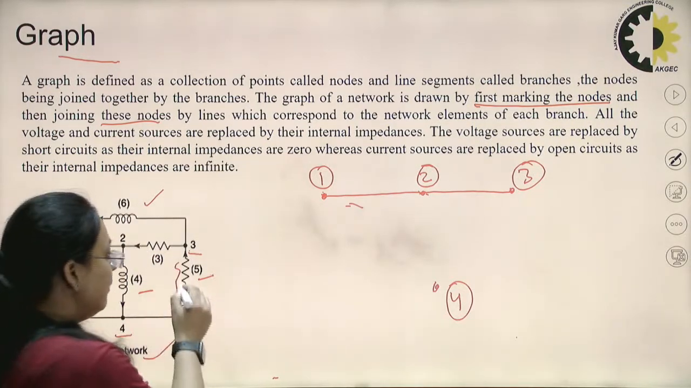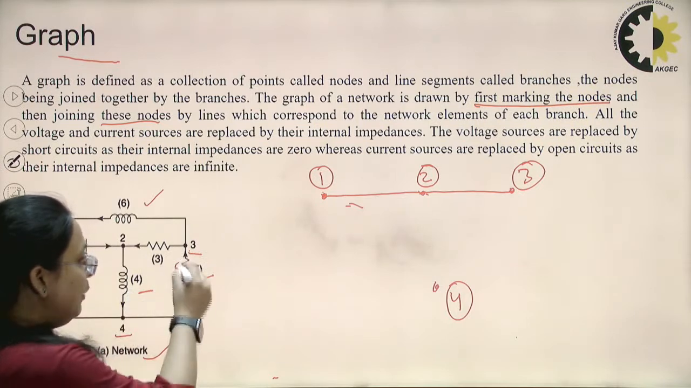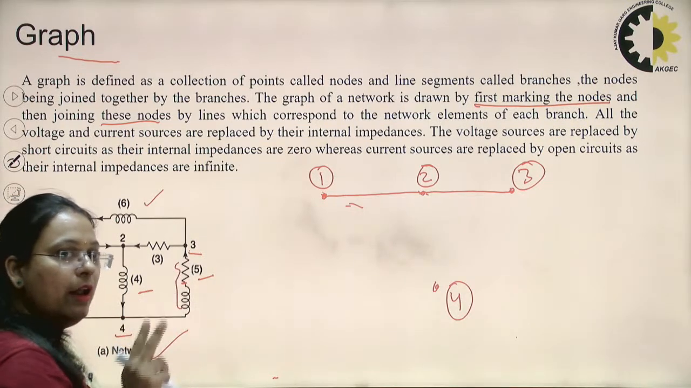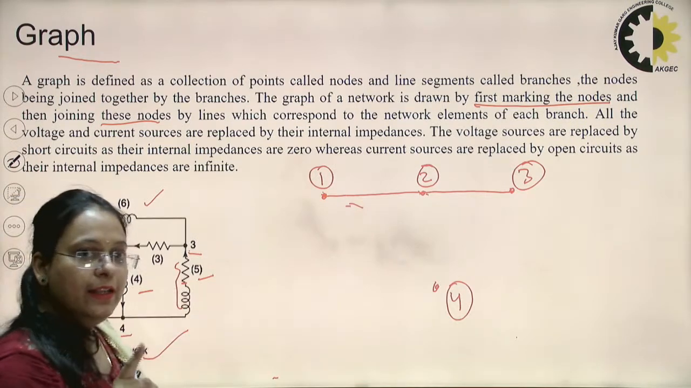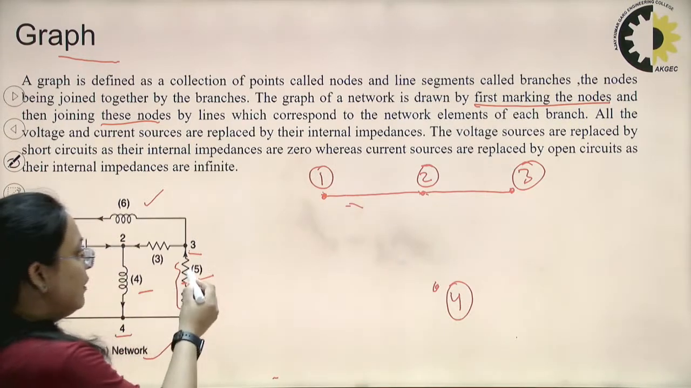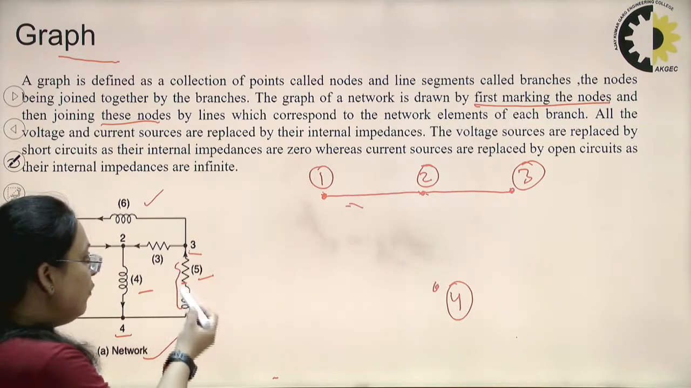If I consider another node over here in between these two elements, so there are a total of 3 nodes in between these two elements, right? Then in that case I will consider two branches, one for this resistor and one for this inductor.